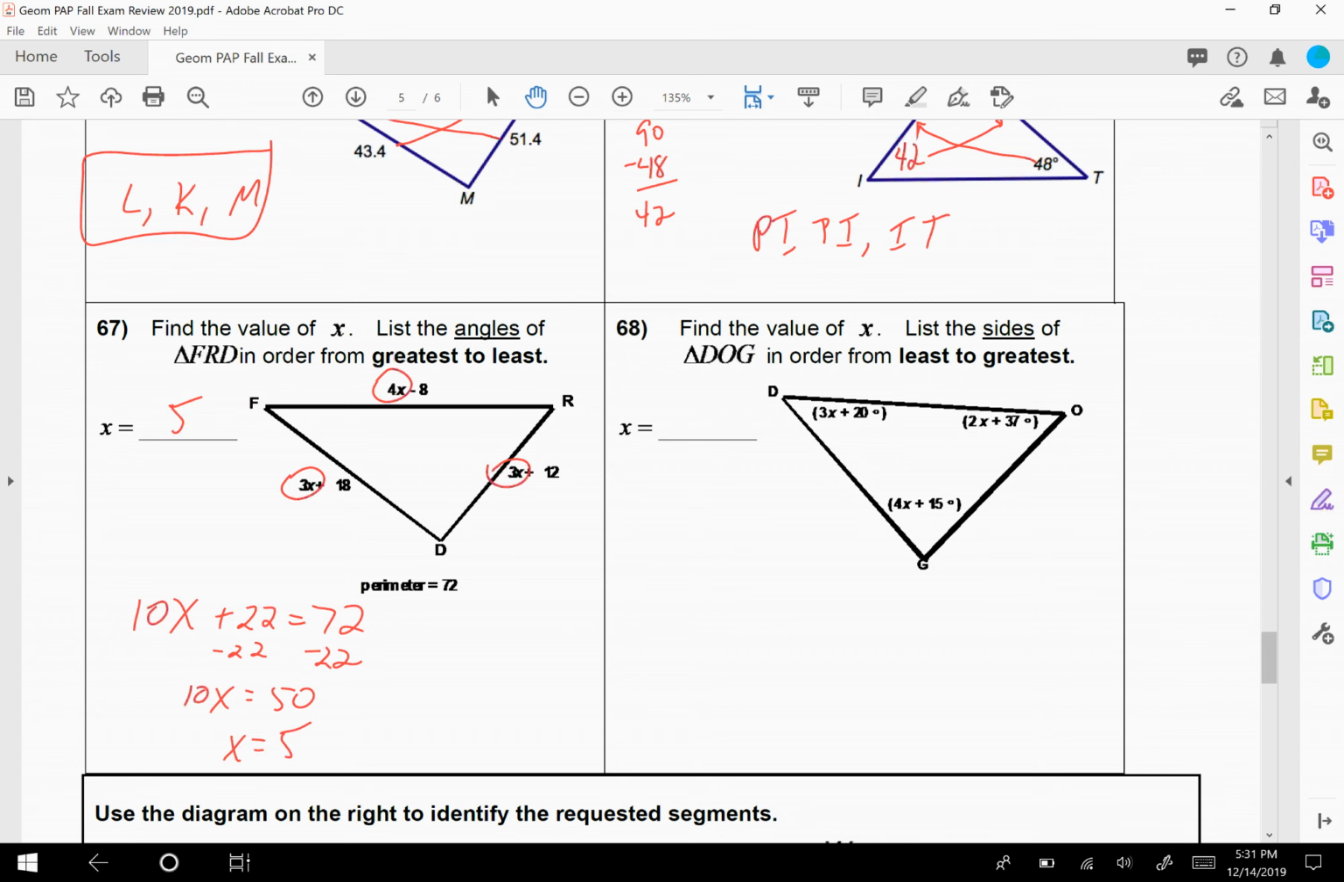Okay, and then now it says list the angles in order from greatest to least. Okay, well, you just plug in. 3 times 5, 15 plus 18, that's 33. 4 times 5 is 20, minus 8, that's 12. 3 times 5 is 15 plus 12, that's 27. Okay, so angles from greatest to least. So we need the biggest side, 33, go across. So angle R, medium side, F, and then the smallest side, D.